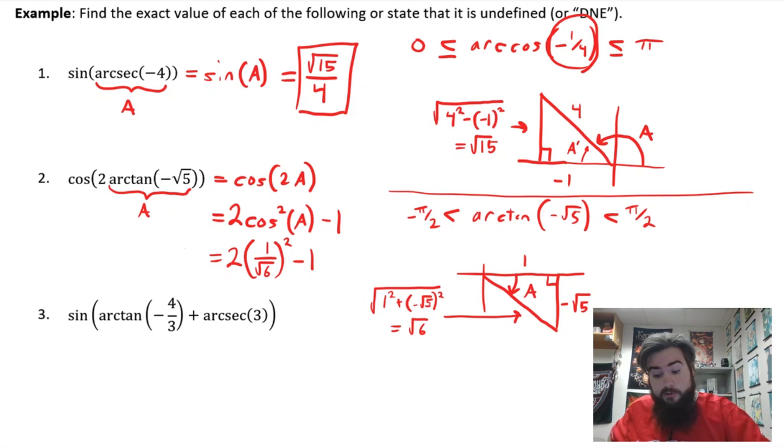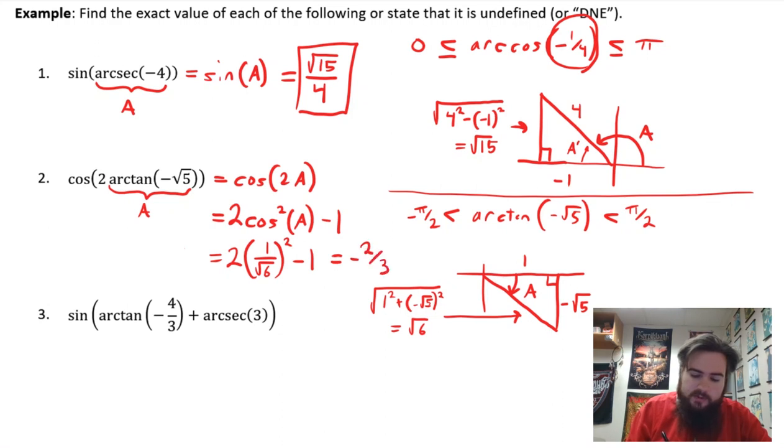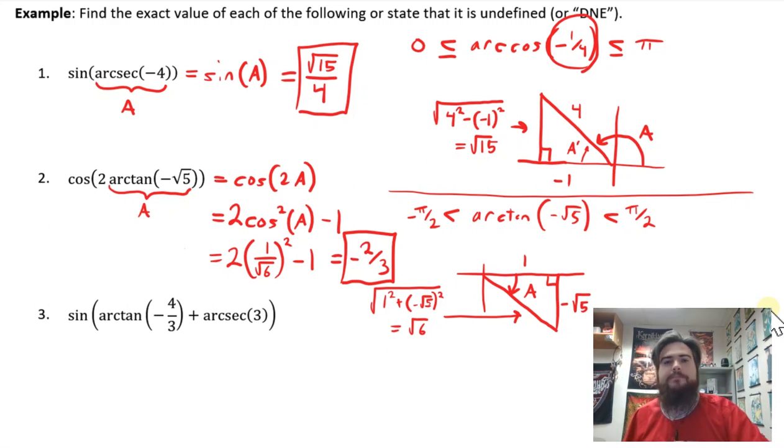If you multiply through there, 1 over square root of 6 squared is just 1/6. And then times 2 will give you 1/3. 1/3 minus 1 will give you negative 2/3 as your final answer. If you solve this using one of the other double angle identities for cosine, such as 1 minus 2 sine squared instead, you should get the same result.